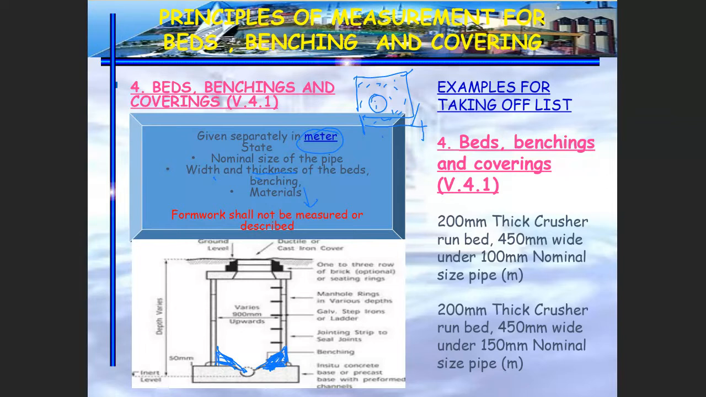Look at this example: 200 mm thick crusher run bed, 450 mm wide, under 100 mm nominal size pipe. Okay, so this one looks like this. This is the pipe, this is the thickness, 200 mm, the width is 450, and this had been laid below or under the pipe. But normally we have to write down under 100 mm nominal size pipe and put in the bracket MS, measured separately, just to make sure that the pipe is not being measured under this item. We have another item for the pipe work.